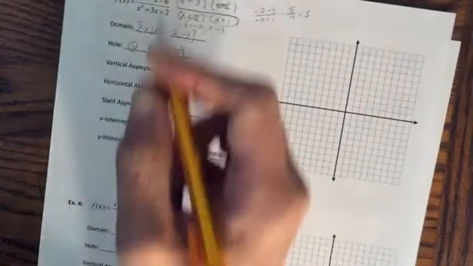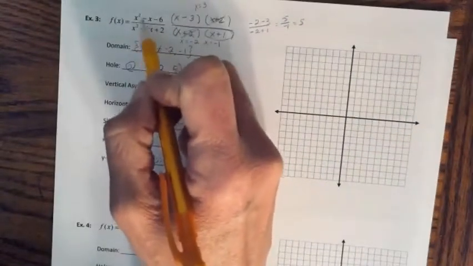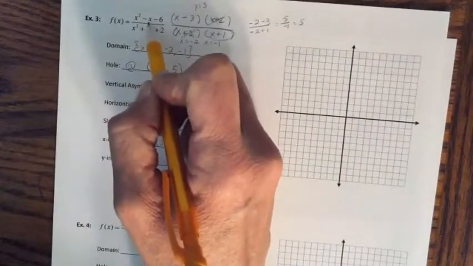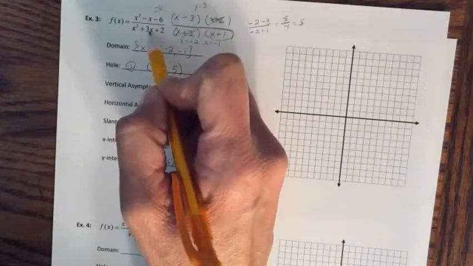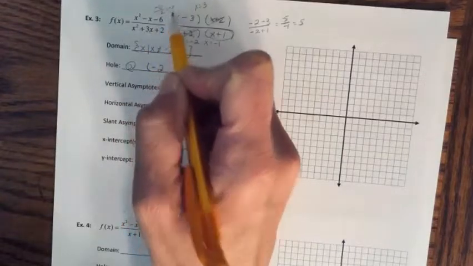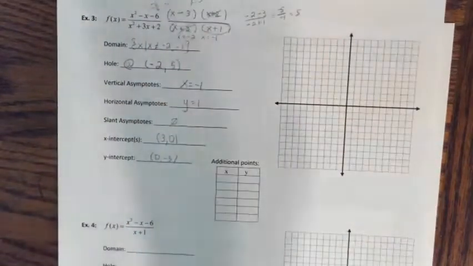Remember, I'm substituting all my x's with 0. So 0 minus 0 minus 6 would be negative 6. 0 plus 3 times 0 is 0 plus 2. Negative 3. That's where I'm getting this y coordinate.